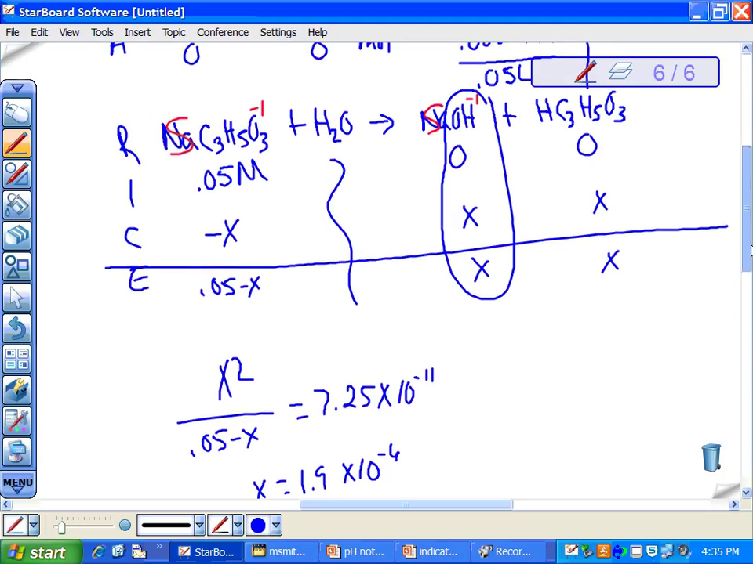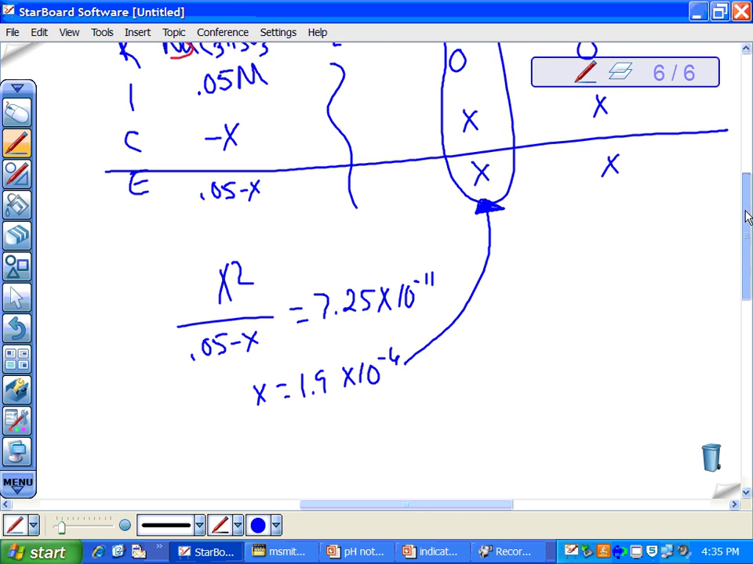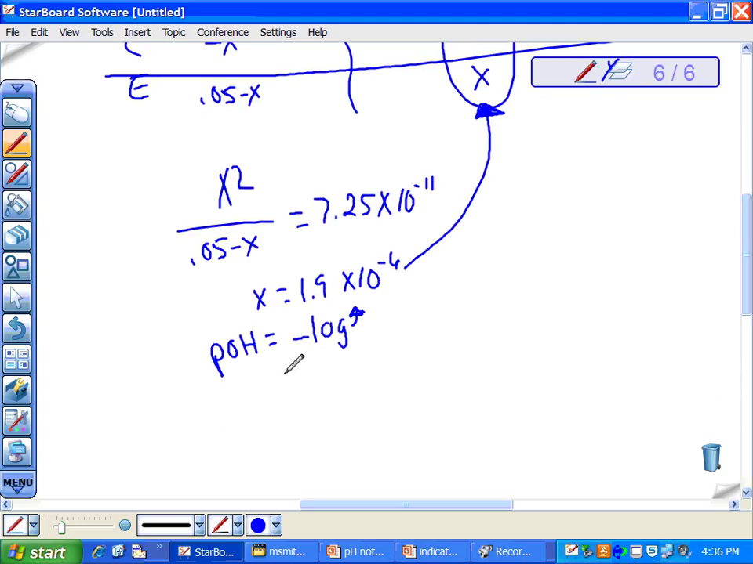If we trace the x back up into our table, that's our hydroxide concentration there, OH. That's why we want to do the net ionics, where we can see OH or H plus staring at us. So we can find the pOH by taking the negative log of that value, and you will find the pOH is 5.72, and so our pH is 8.28.